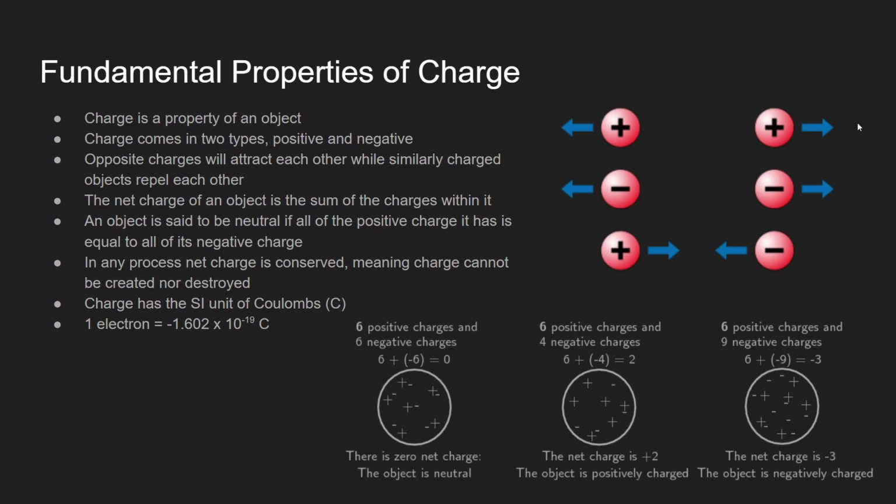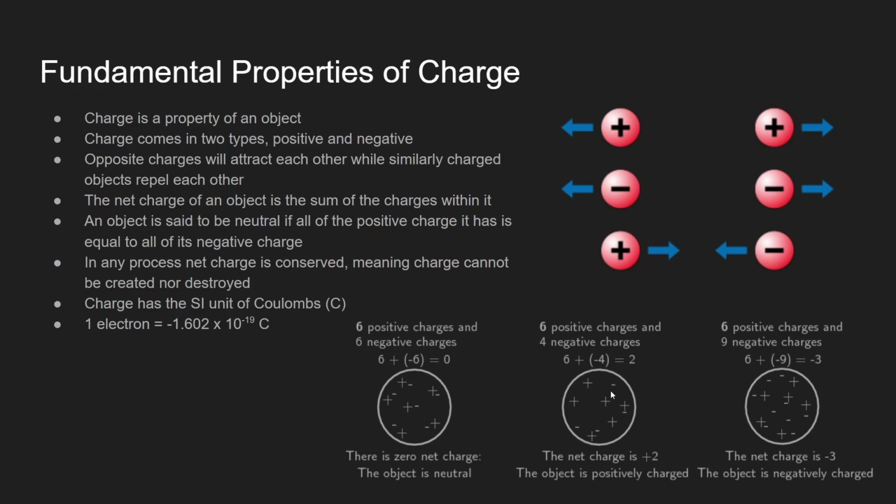Now, the net charge of an object is the sum of the individual charges within it. So if we look down here, we'll see that this object right here, this circle, has 6 positive charges, 1, 2, 3, 4, 5, 6, and 6 negative charges, right? And so if we sum those charges by taking the 6 positive plus the 6 negative, we will get a net charge of 0.